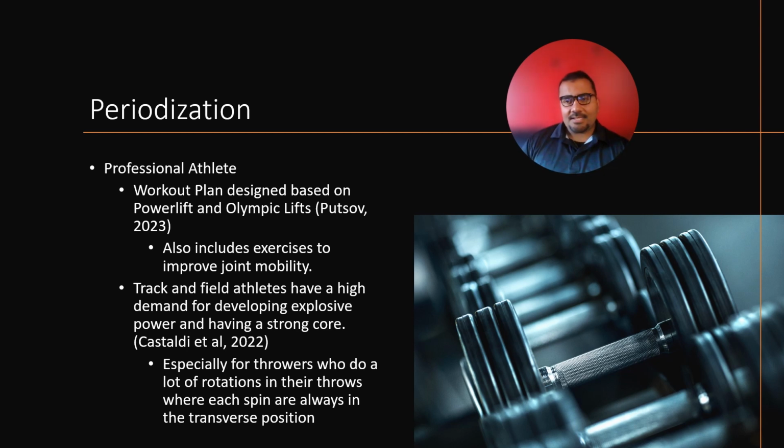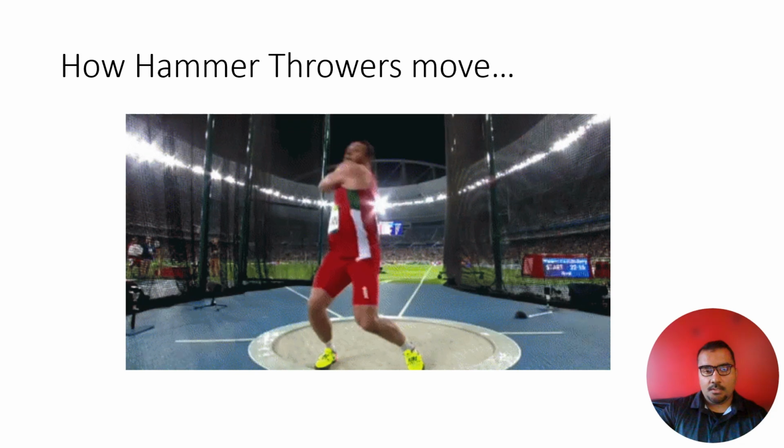So track and field athletes generally specialize in, like I said, powerlifting, weightlifting, and also other general strength and conditioning such as plyometrics, agility, and core work that helps them develop the power output and strength output they need for their actual throws. So here's the key idea we're going to be looking into: what a hammer thrower actually looks like when they're spinning in the ring.